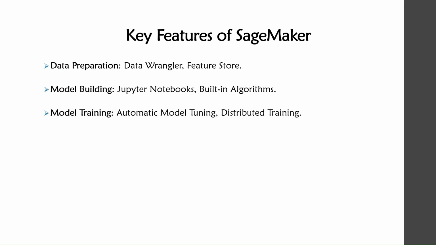Model training. Training machine learning models efficiently is crucial, especially when working with large data sets. SageMaker provides advanced training features. In that, we have automatic model tuning, also known as hyperparameter optimization, which automatically finds the best combination of hyperparameters to improve the model accuracy and saves time and computational resources by intelligently managing training jobs.